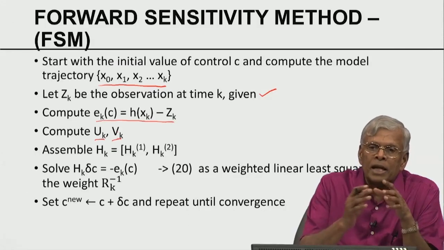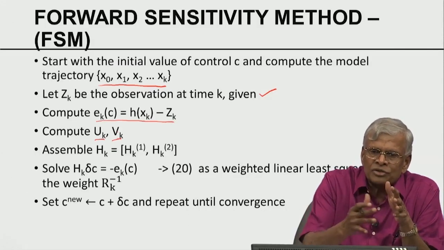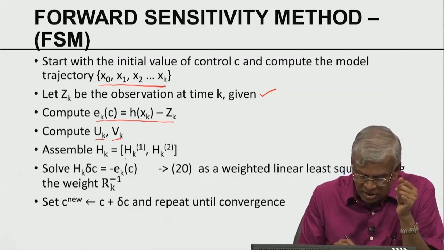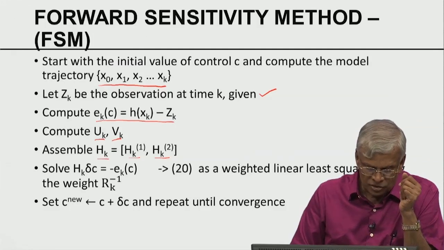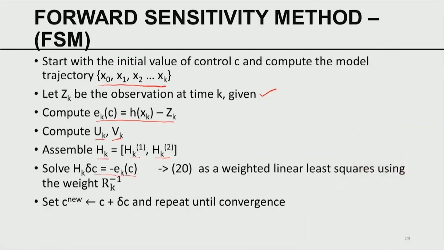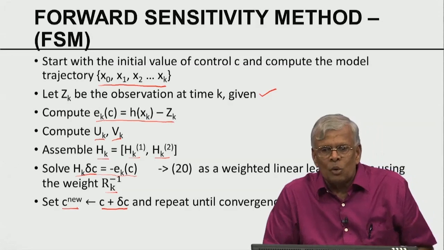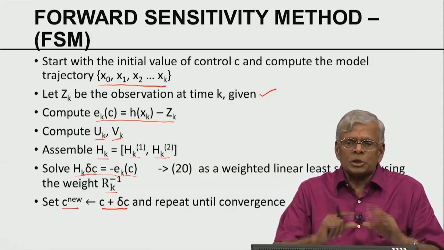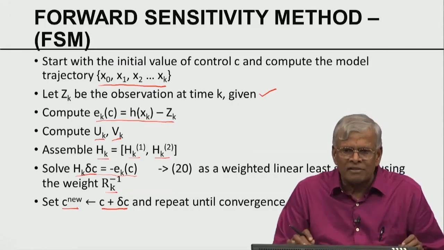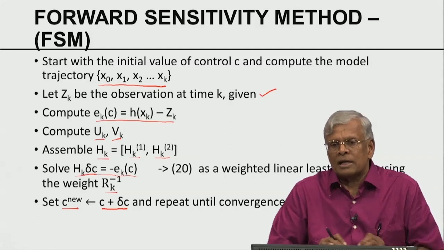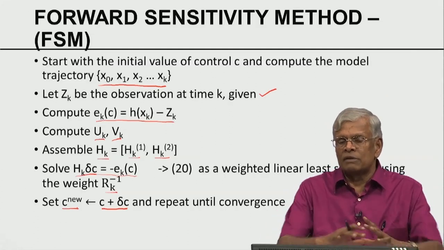Compute uk vk by solving the forward sensitivity dynamics, the matrix recurrence relation. Assemble the matrix hk1, hk2 that gives you the matrix h. Then solve the resulting least square problem as a weighted linear least square problem with the weight rk inverse. Once you compute delta c, you can add delta c to c, and I get a new control. Since we have used the first order method, while the new control will be better than the old control in annihilating error, you can expect the error will not be annihilated in its entirety because we have used only the first order Taylor series expansion in our theory.